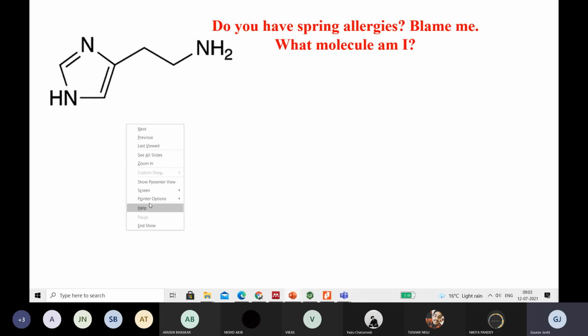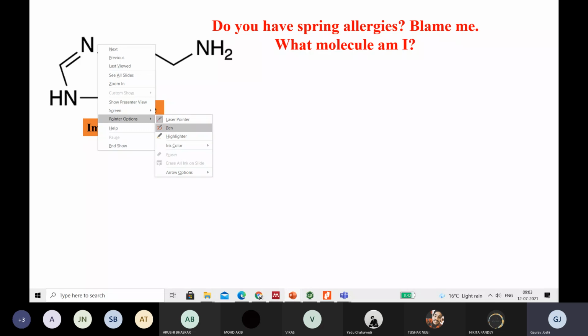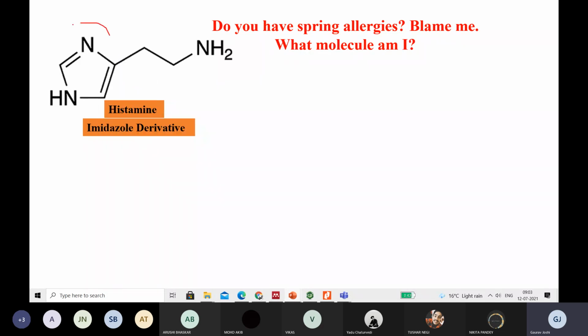Let me open my pointer. Yes, this is the pointer. So if you look at the structure of this molecule, the histamine, what we call, right? So this is basically histamine. For example, if you look at this ring, you have learned about this ring in your fourth semester, right? It is an imidazole ring, where basically it's a 1,3 type of azole. So the example of a 1,3 azole is imidazole.